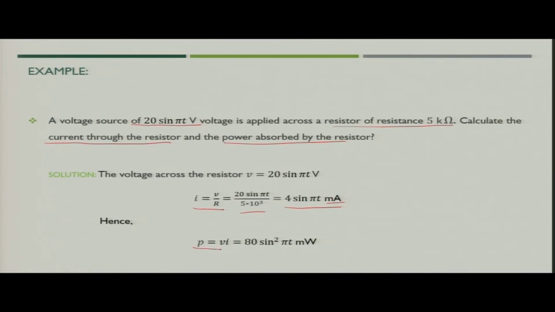Now, to calculate the value of power P, P is nothing but V I. This power P would be instantaneous power, because we are using instantaneous voltage and current. So, you simply use voltage V, that is 20 sin pi t, and then multiply with the current which you calculated, that is 4 sin pi t, and you will get the output as 80 sin square pi t milliwatt.